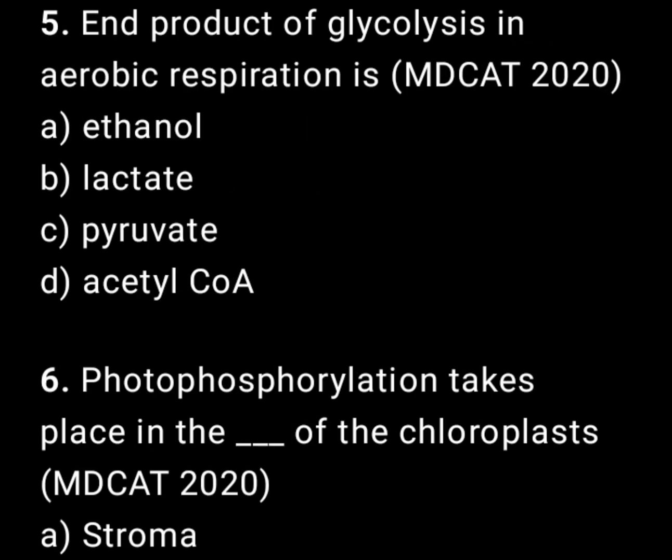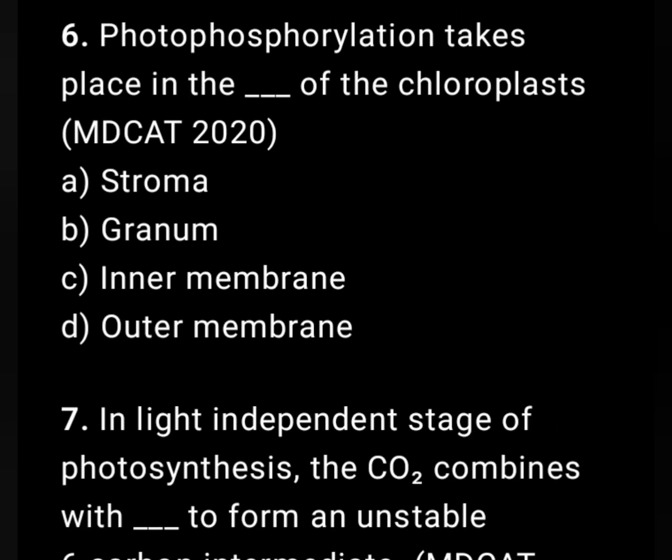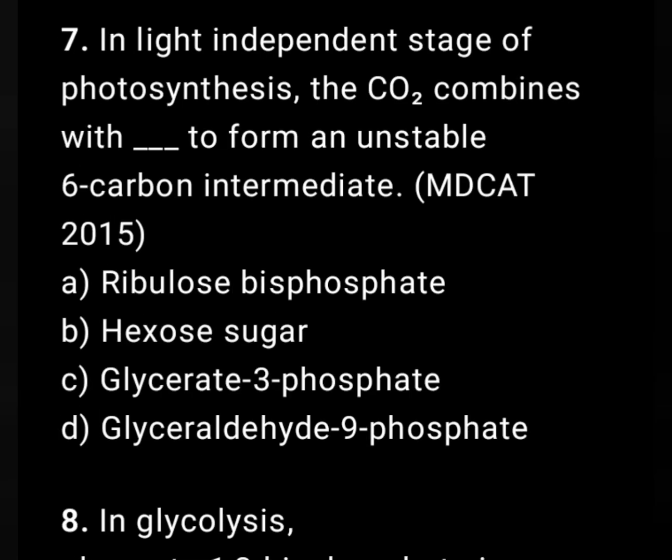5. End product of glycolysis in aerobic respiration is MDCAT 2020. A. Ethanol. B. Lactate. C. Pyruvate. D. Acetyl-CoA. 6. Photophosphorylation takes place in the of the chloroplasts MDCAT 2020. A. Stroma. B. Granum. C. Inner membrane. D. Outer membrane.